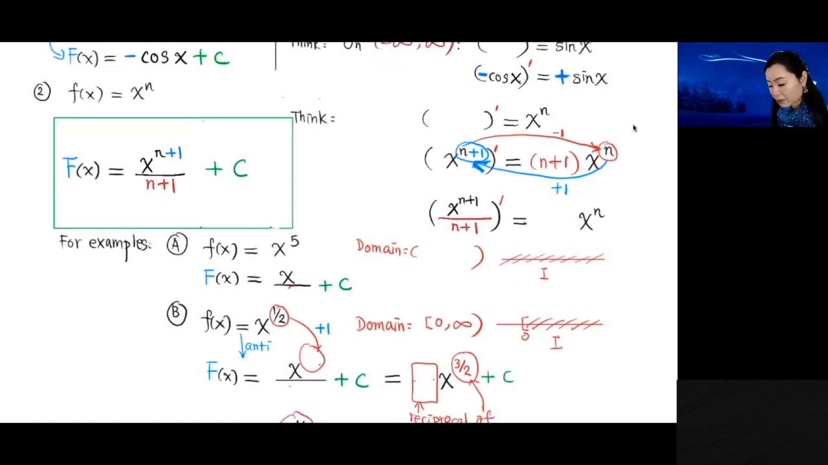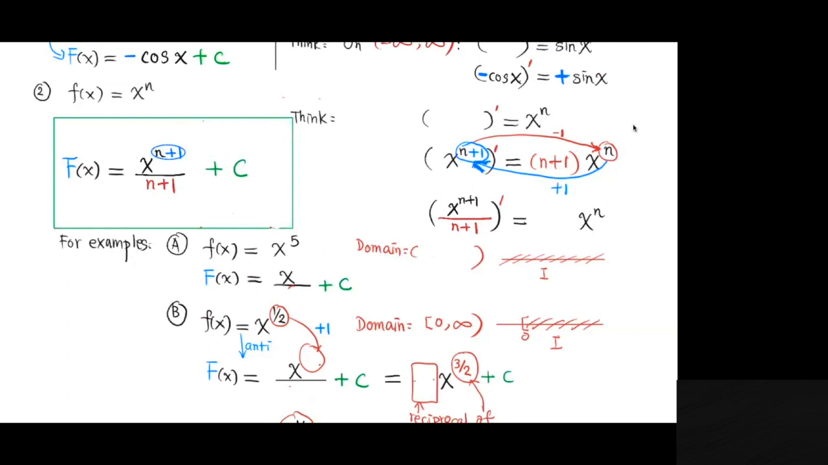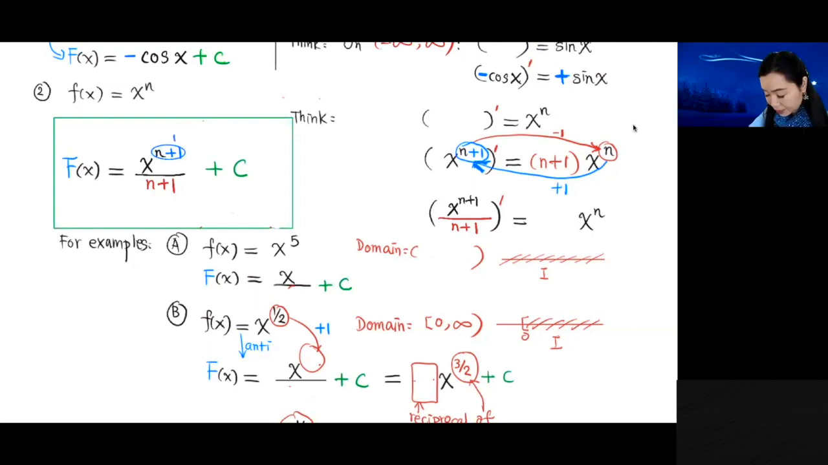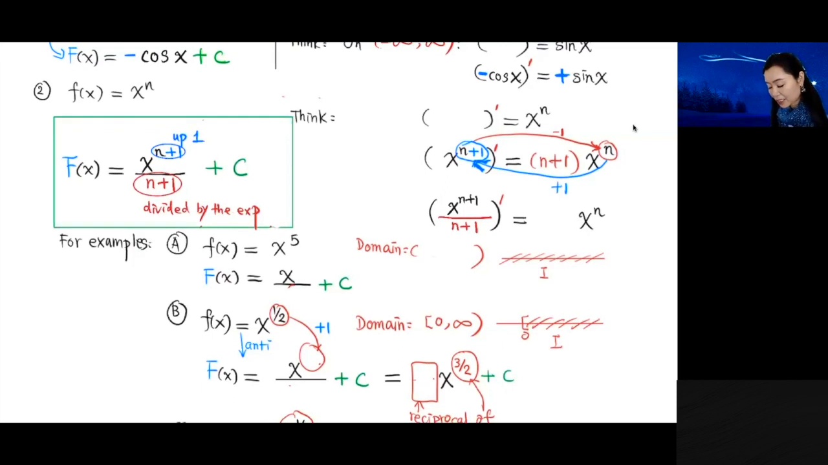Now, the way that you remember this is when you find the antiderivative, the exponent on this x is going to increase by 1. So you add 1 to it. Exponent here, up 1. And then down here, you divide by the exponent n plus 1. Okay, and don't forget to add c at the end.